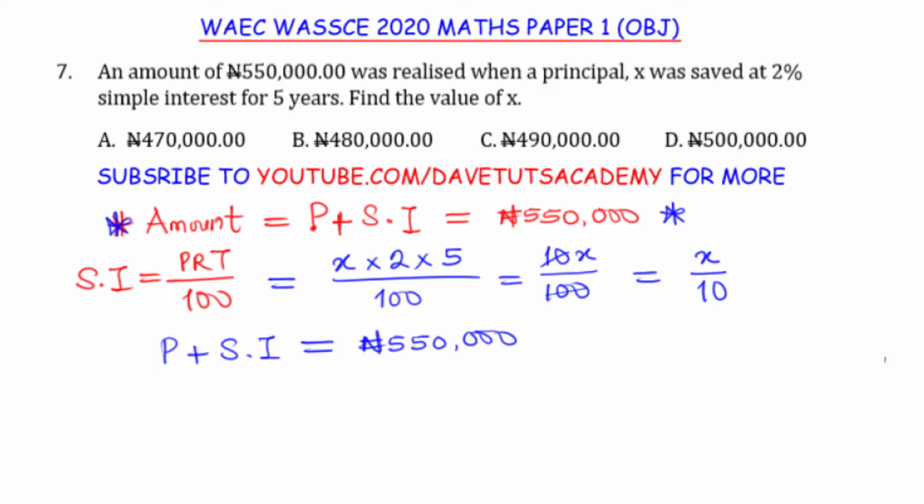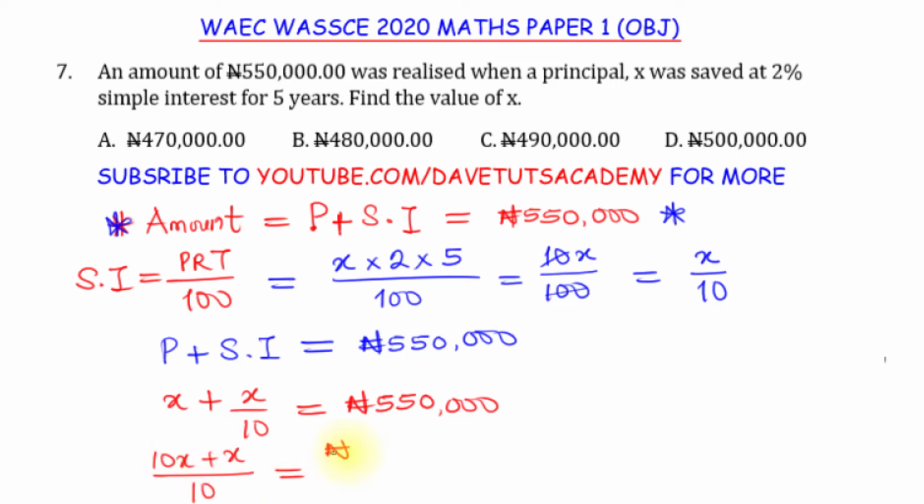We are told that it is x. So, principal is x. What's the simple interest that we are looking at? It's x over 10. This is x over 10 is equal to 550. This is the key thing that we need to note in this question so that we would not mix it up. So, in this case, for the left hand side, we find the LCM. We will find this to be 10x plus x is equal to, for the right hand side, we have 550,000 naira over 1.